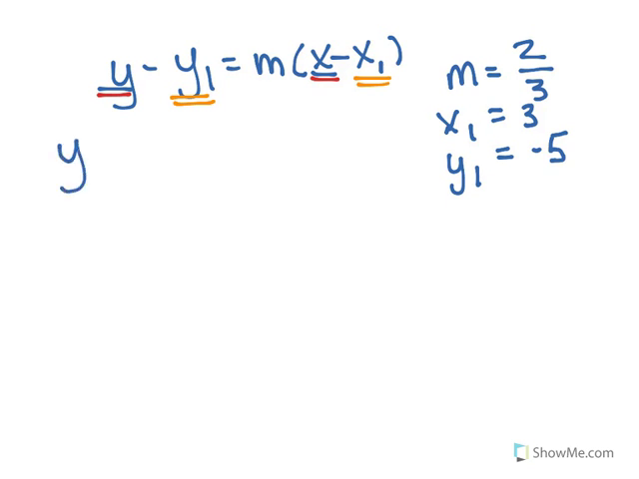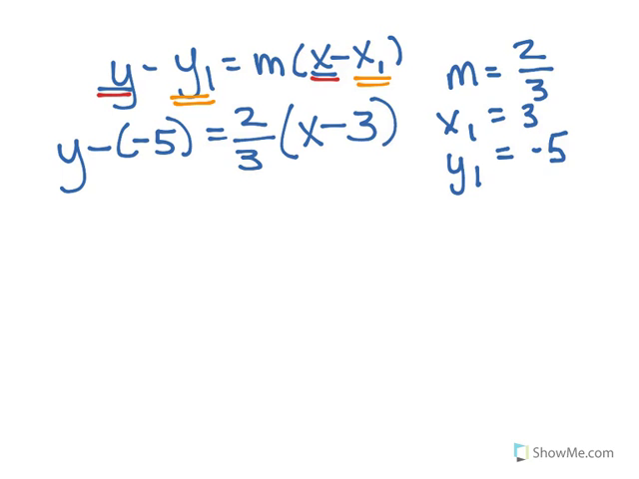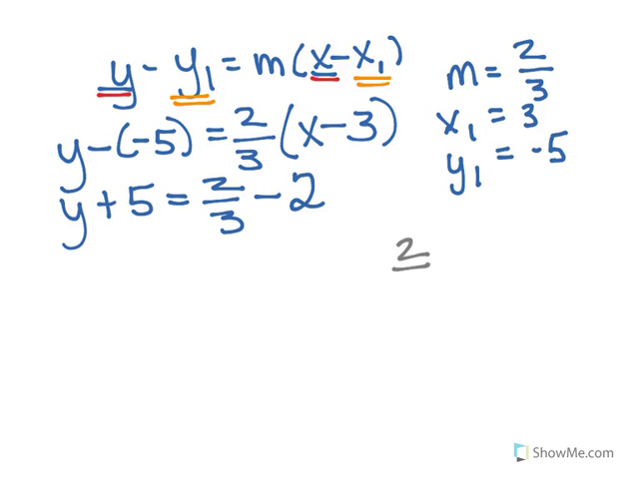So our y stays, and our y1 is negative 5. Put it in parentheses. Our m is 2/3. Our x stays, and our x1 is 3. So here we go: y plus 5. Add the opposite, and then we use our distributive property. So this is 2/3 x, and this is minus 2, because 2/3 times 3 crosses those 3s out, and you're just left with the 2. So that's why that step works.